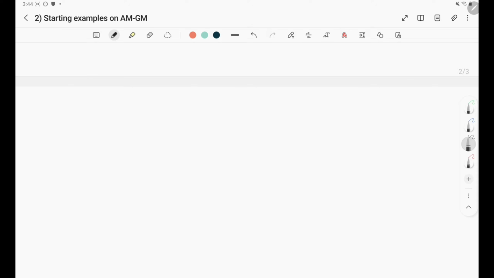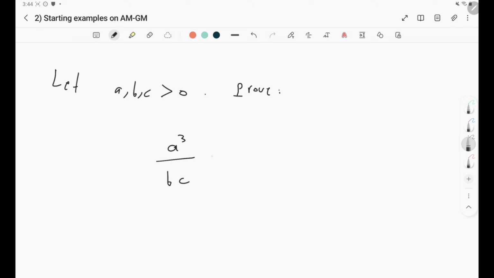Now we can move to the third example. So now, let's say we also have 3 numbers. They are positive. We need to prove that a cube over bc plus b cube over ca plus c cube over ab is greater than or equal to a plus b plus c.